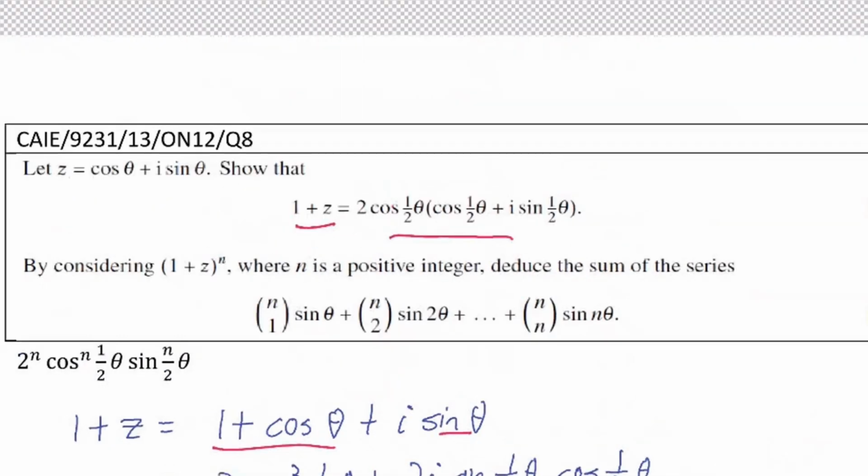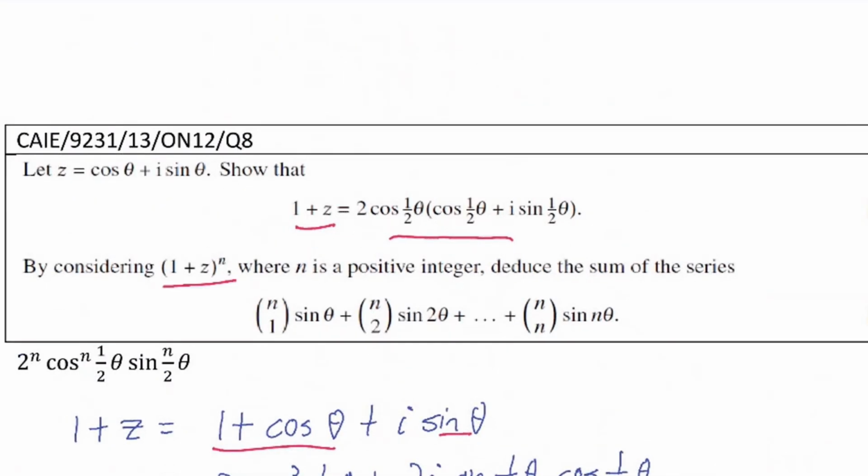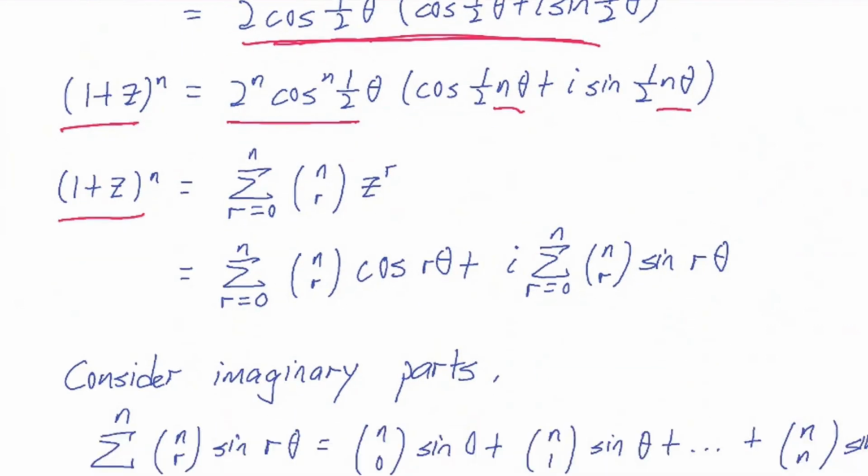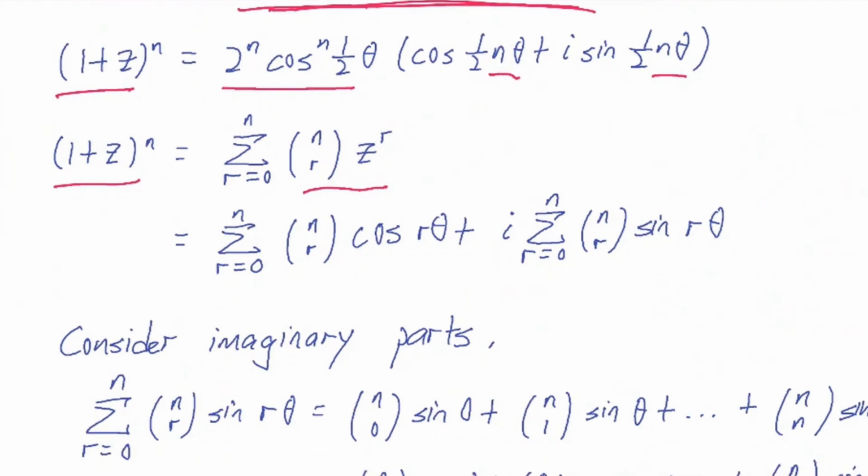So with that, we start with 1 plus z to the power n. Because we already have the result for 1 plus z, we just take the power n, and for this we use De Moivre's theorem. At the same time, we can write this as a binomial expansion. So the binomial expansion of 1 plus z is given by this form, n choose r with z to the power r, because the power of 1 there will always be 1. So we just keep z to the power r here, but z is cos theta plus i sin theta, with a power r.